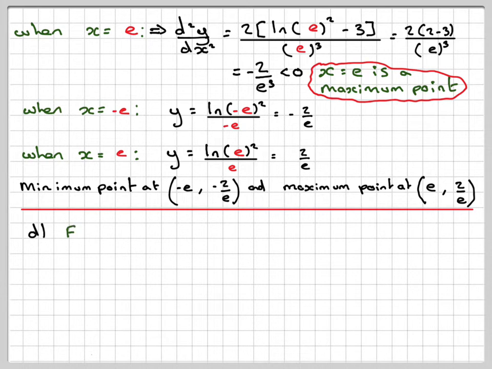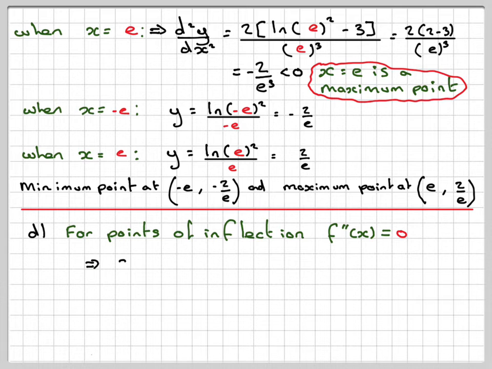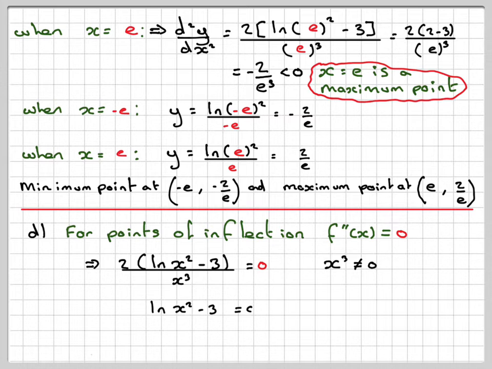For points of inflection, we need to check where the second derivative is equal to 0. So this can't be equal to 0, that can't be equal to 0, so the only bit we need to check is this bit here. So ln of x squared minus 3 is equal to 0. That gives that ln of x squared is equal to 3.